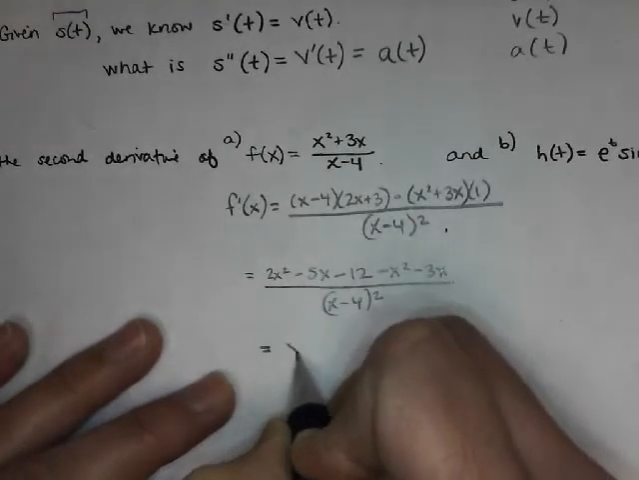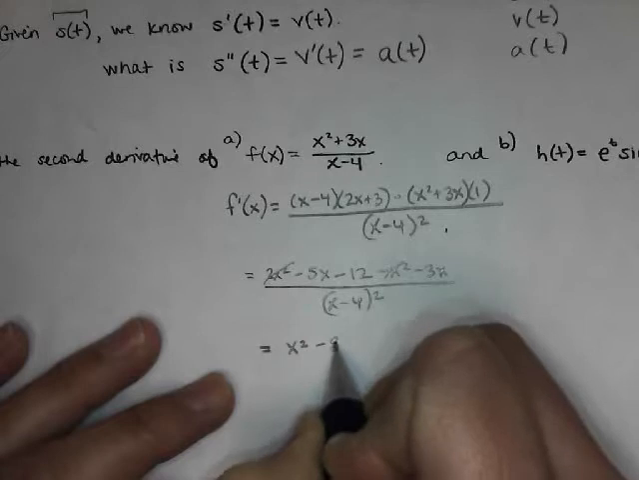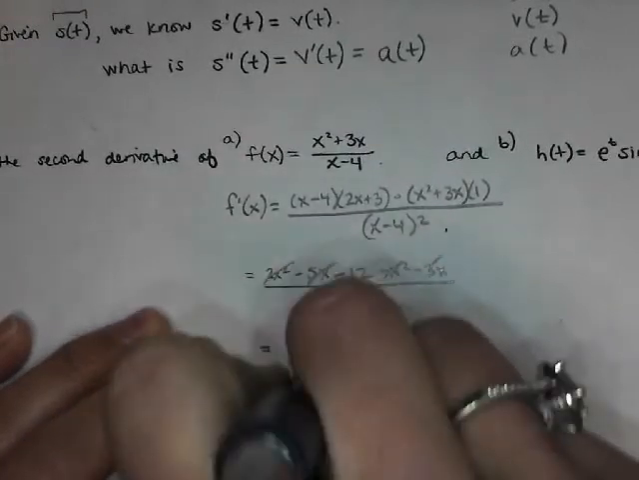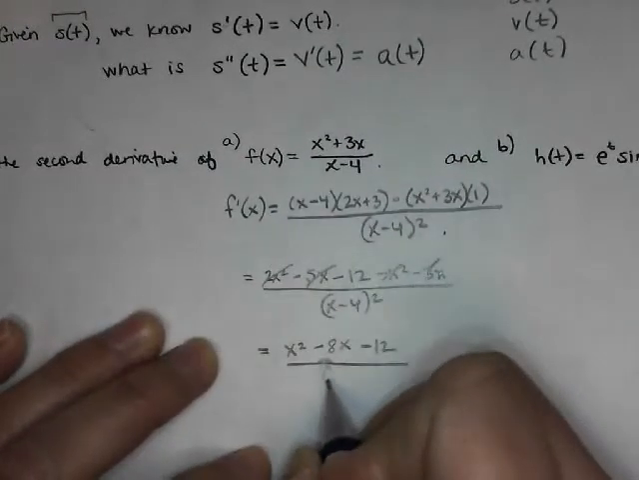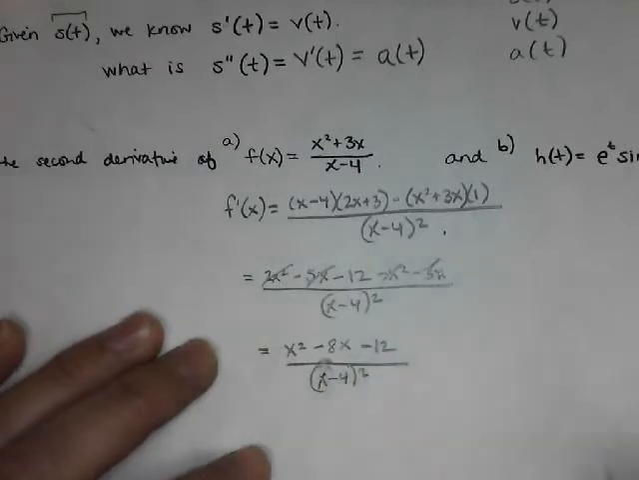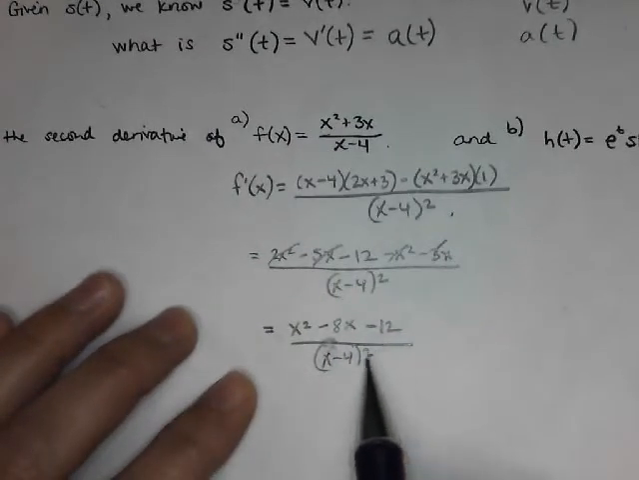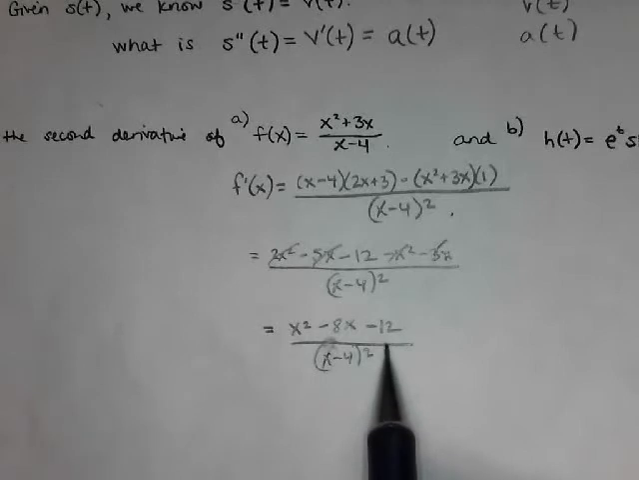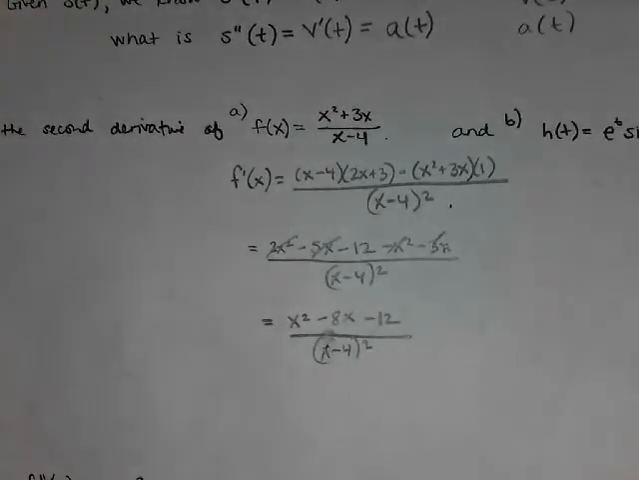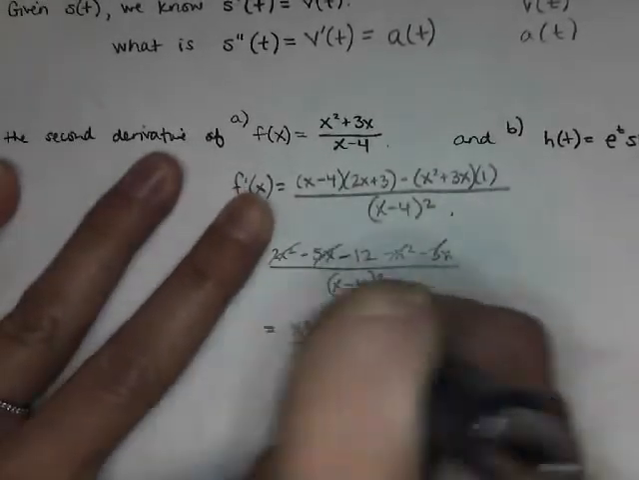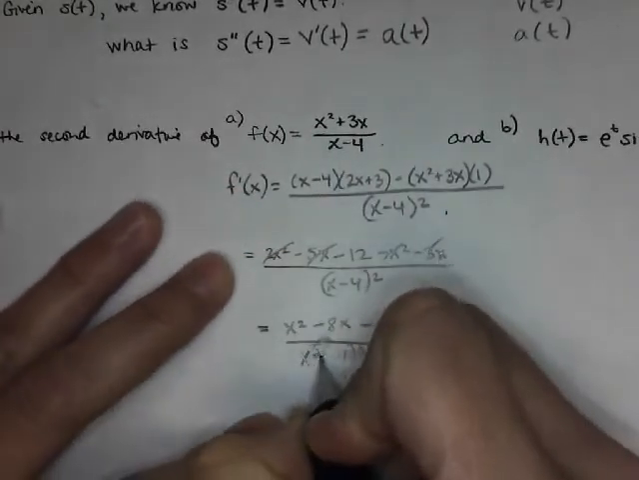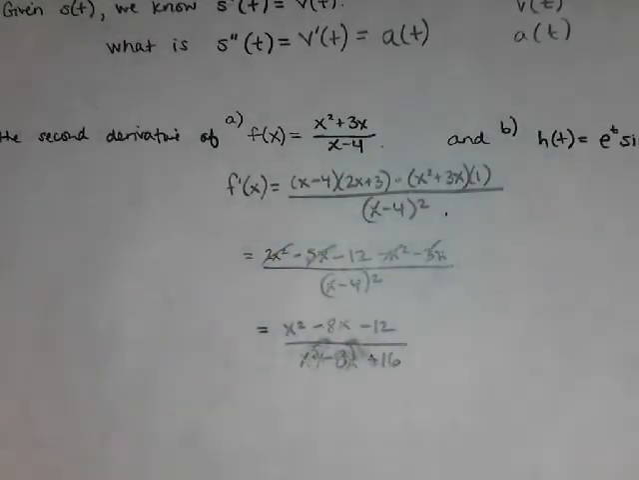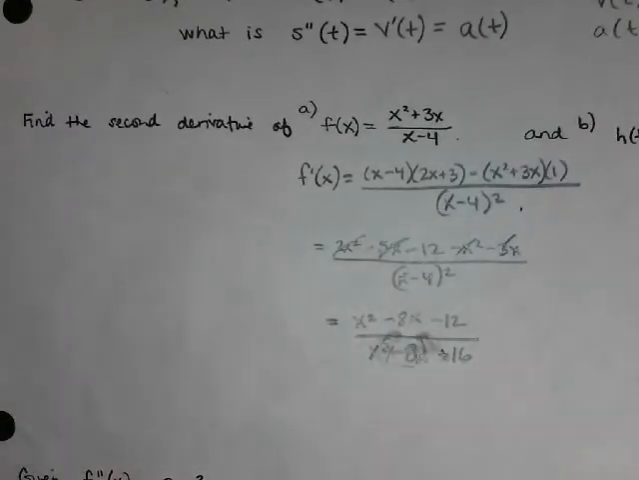And then it'll be x squared minus 8x minus 12 over, if I square this out, well, let me see first if we can simplify it even further. Is this factorable? 12 plus 1, no. Minus 6 plus 2, no. Alright, so the numerator is not factorable, so we'll just multiply out the denominator. And there's our first derivative. So our second derivative would come from a quotient rule involving this one.